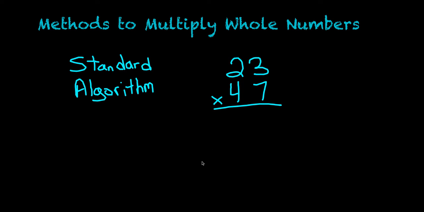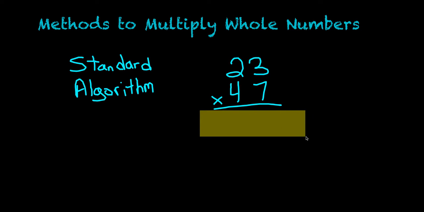Okay. So what's going to happen is I have to multiply the 7 times 23, and then I've got to multiply the 4, which is really 40 because it's in the tens place, times 23. It's going to give me two partial products, and then I have to add them together. So the very first partial product is really 23 times 7.